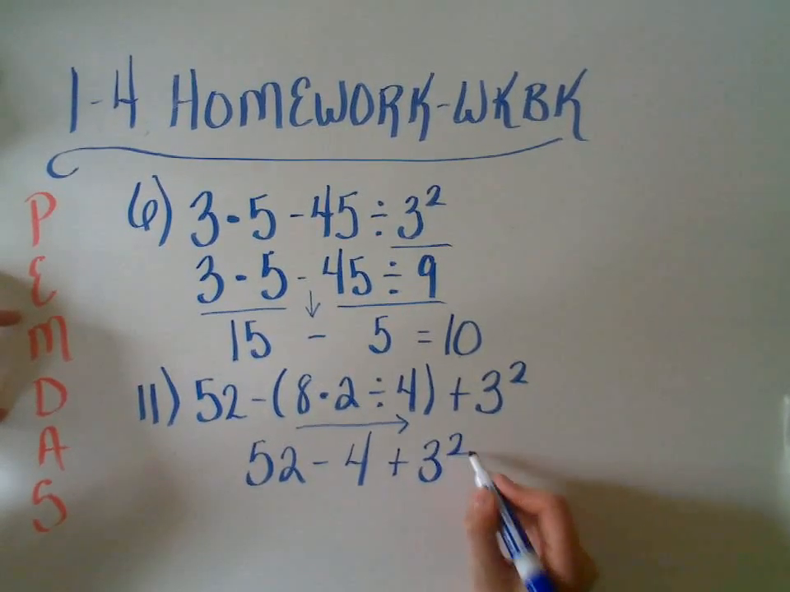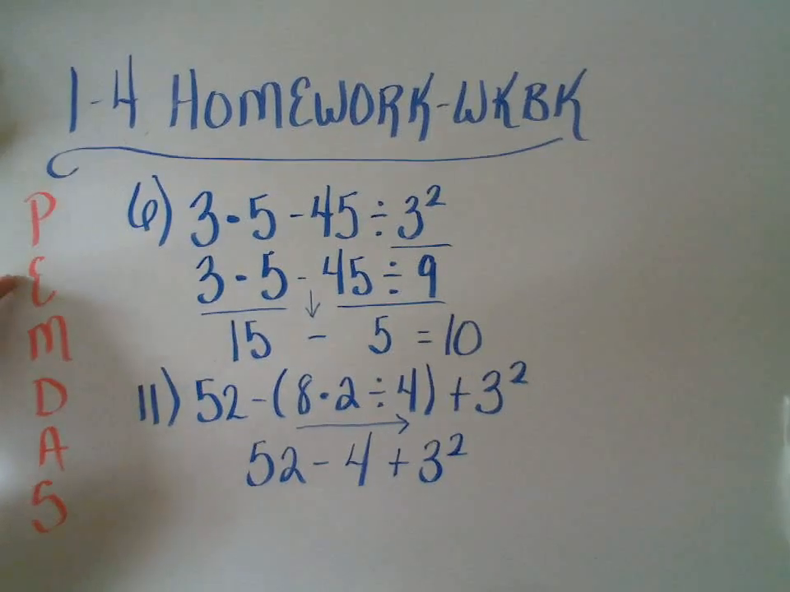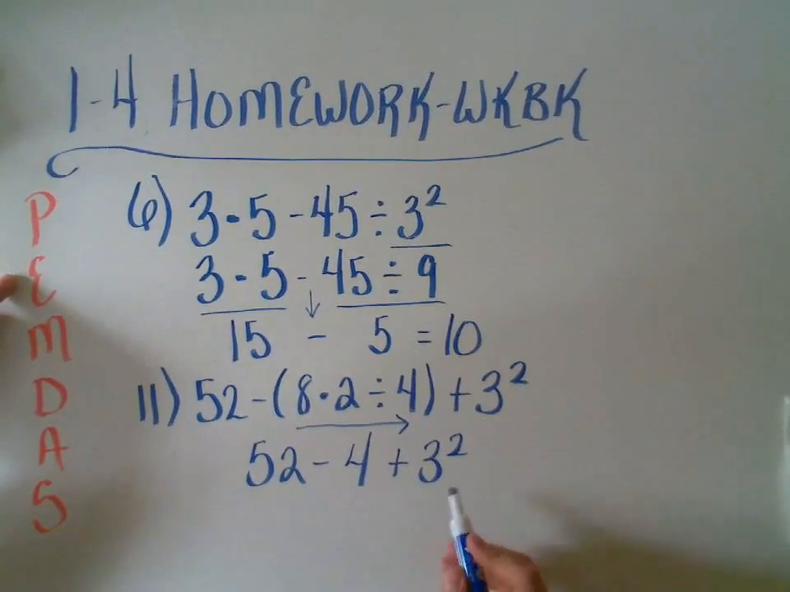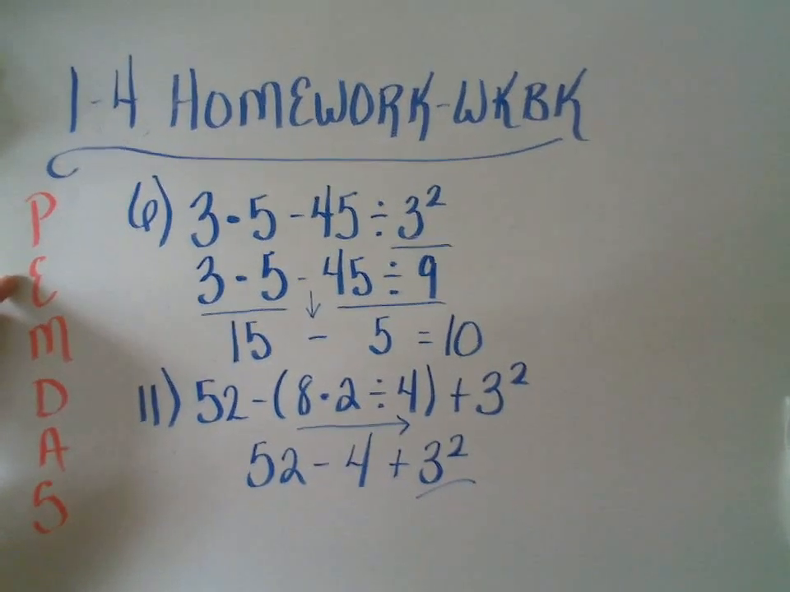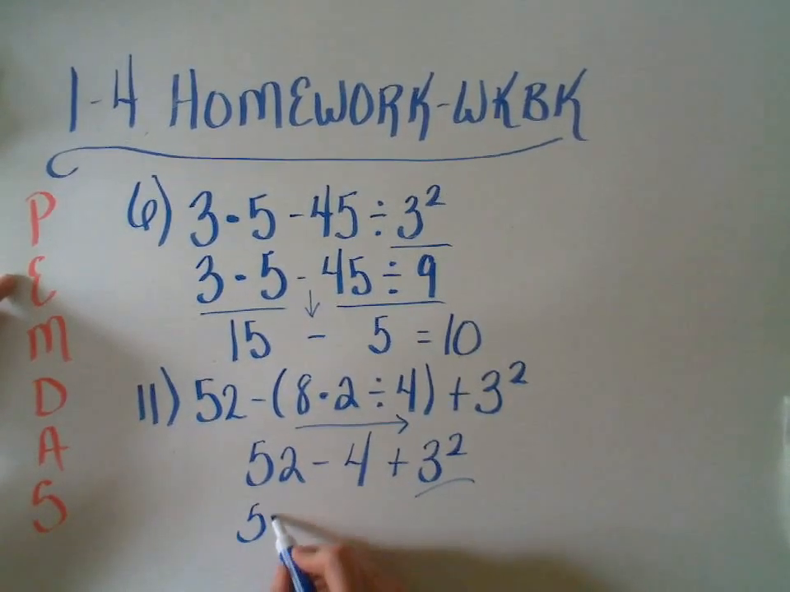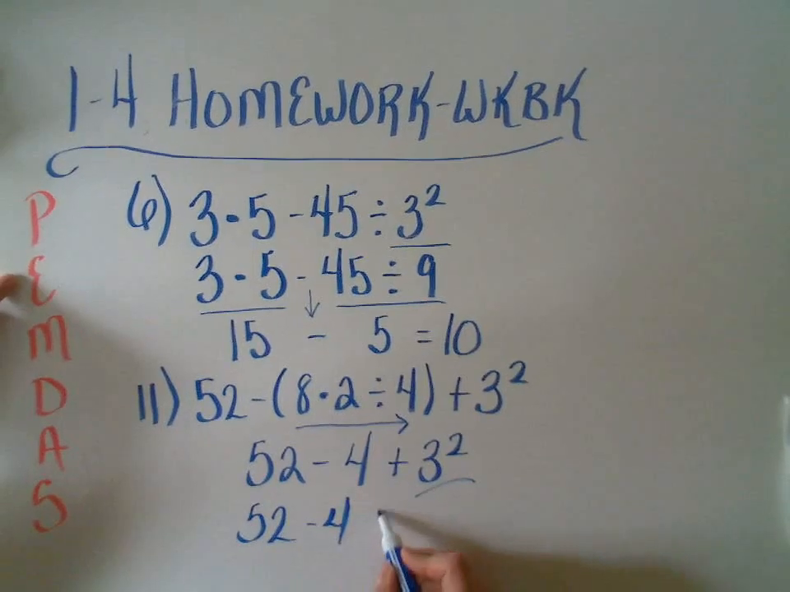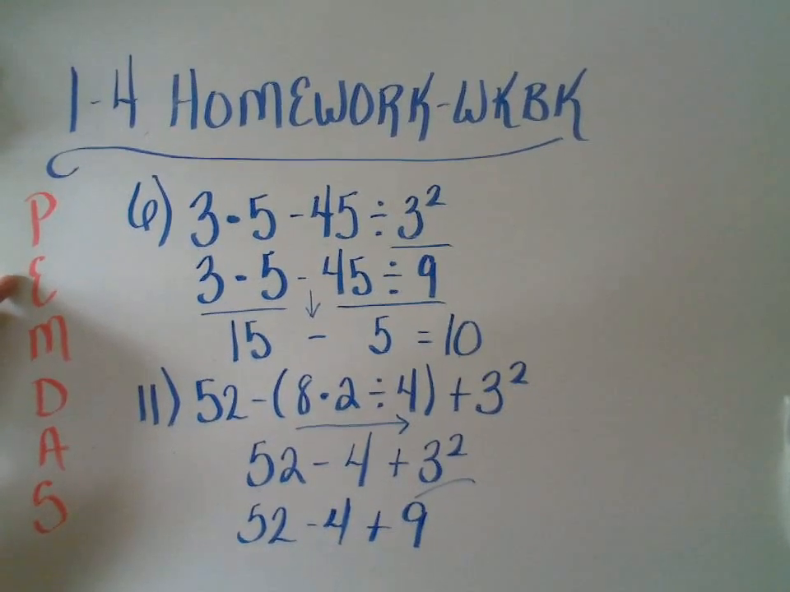plus 3 squared. Okay, back to PEMDAS. So then the next thing I had was the E for exponents. Well, I do have an exponent here in 3 squared. And we did that in problem number 6, so that's going to change into a 9. So I've got 52 minus 4 plus 9, and that'll take care of that step.